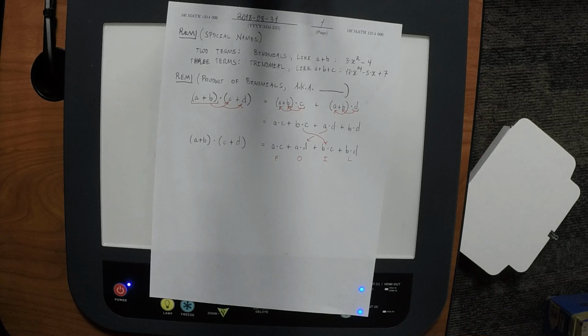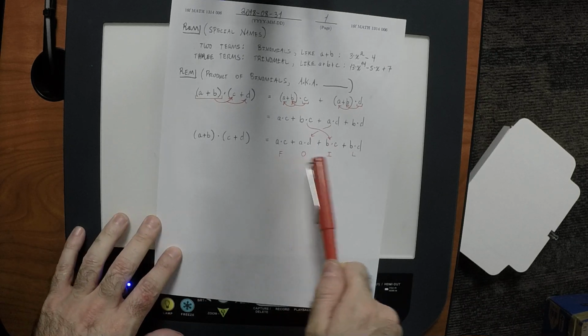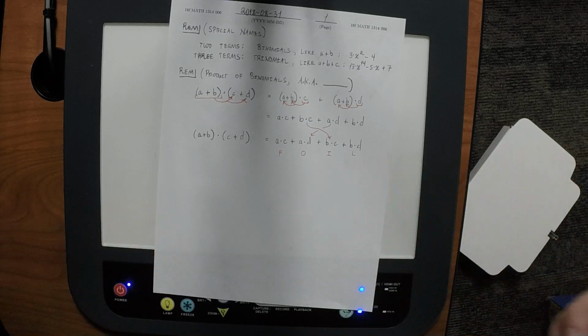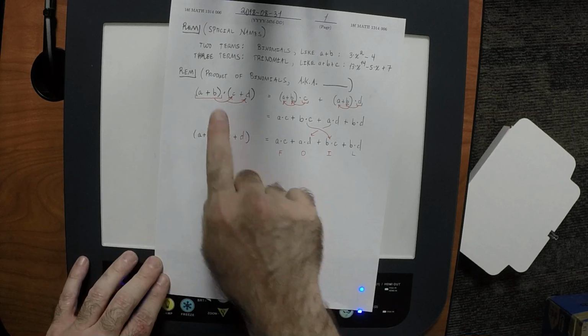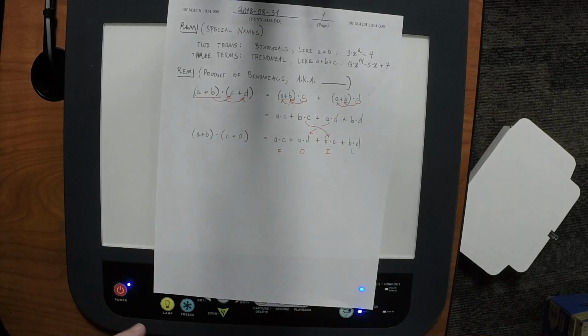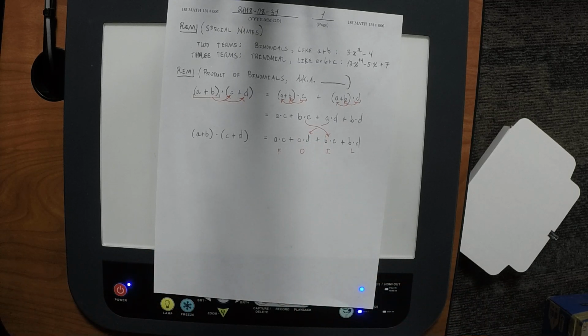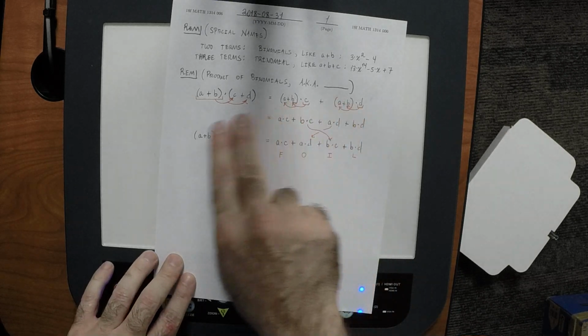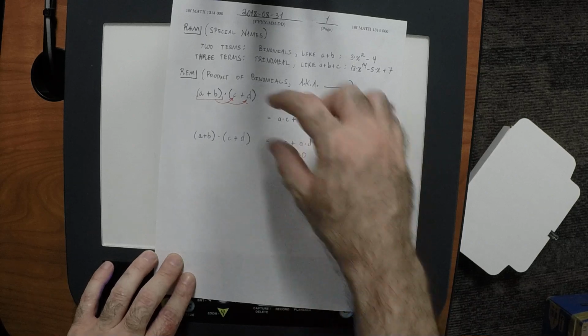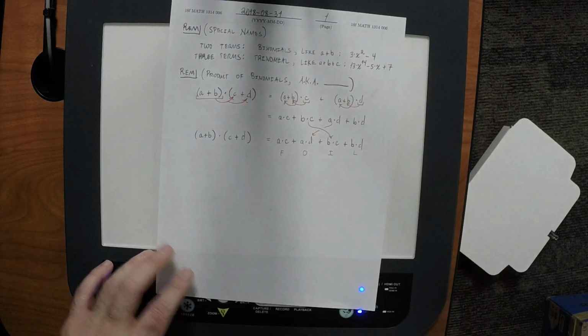This thing you probably knew before you got here, called FOIL, which stands for first, outside, inside, last. Great. So what I want you to understand from this is that what FOIL actually is, is three distributions, 1, 2, 3, followed by a commutation. That's what FOIL is. And there's various little formulas like that, like FOIL, that can make your life a lot easier.